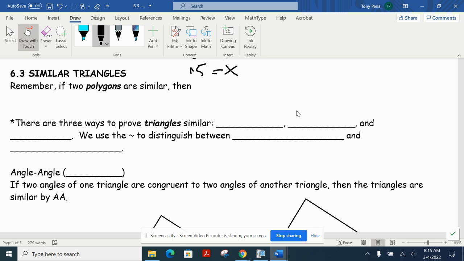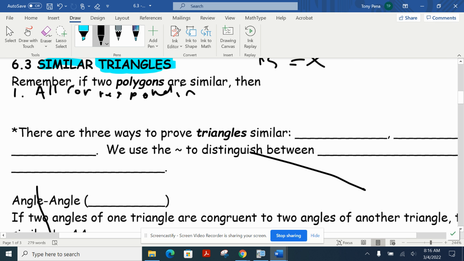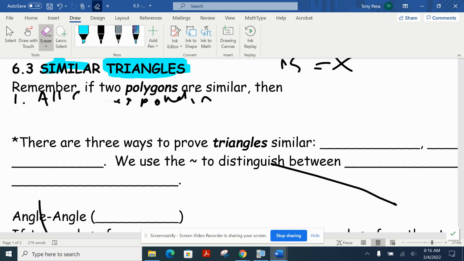All right, so today, what we're going to talk about specifically is similar triangles. We've been dealing with all kinds of different shapes recently. We've done some quadrilaterals, but today's focus, the set of notes, is really just on triangles. So the first thing, remember, if two polygons are similar, there are two things that have to be true. That is, all corresponding angles need to be congruent. Let me make this bigger so I can write bigger.